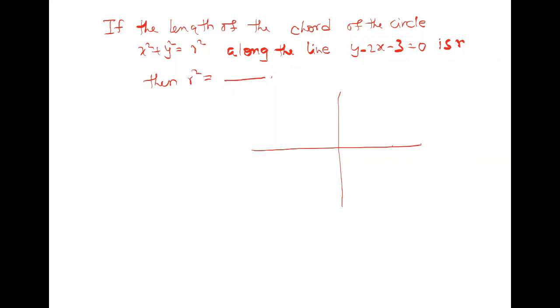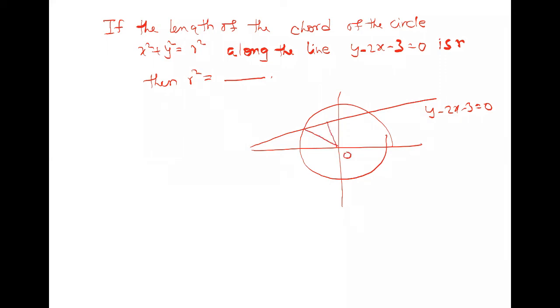This is a circle. Okay, this is the chord. This chord equation is y minus 2x minus 3 equal to 0. So you already studied in 10th class, chord is bisected by the perpendicular. These two are equal. Length of chord they gave as r. So obviously this will be r by 2. And this is r by 2. Okay, drop a perpendicular from the center.